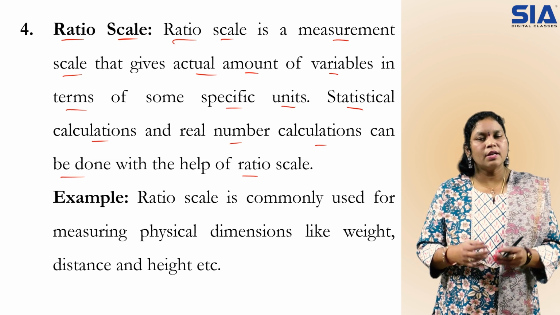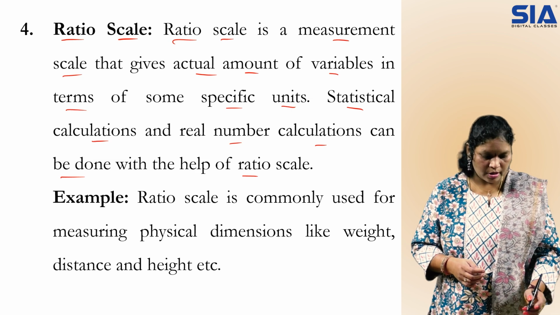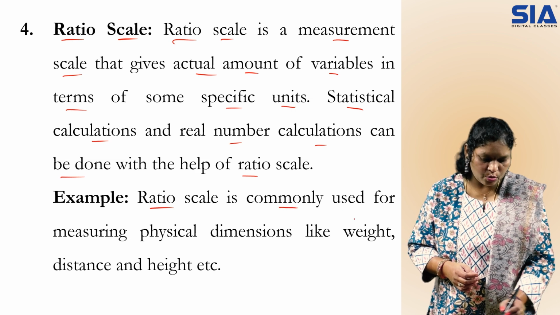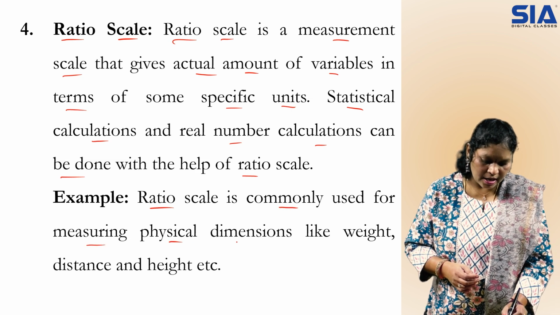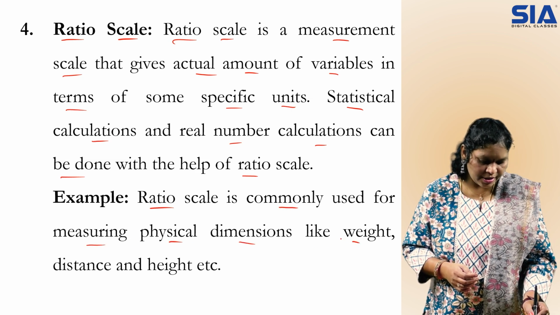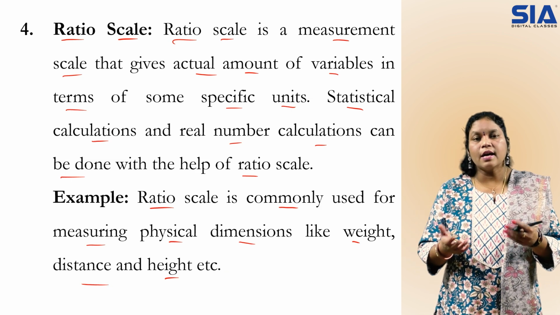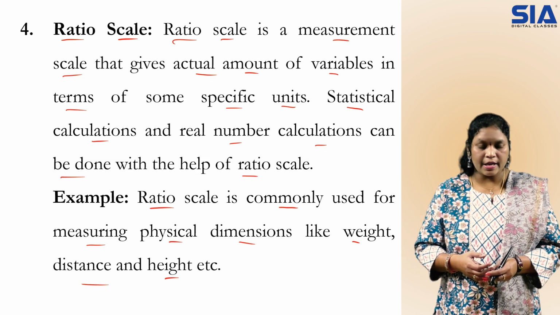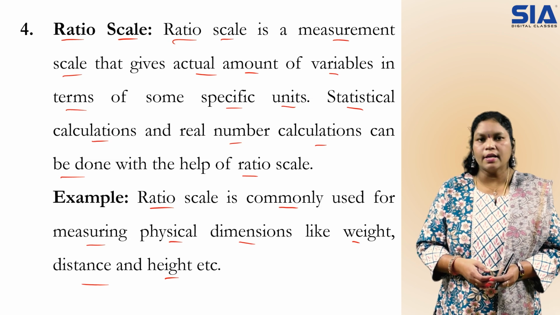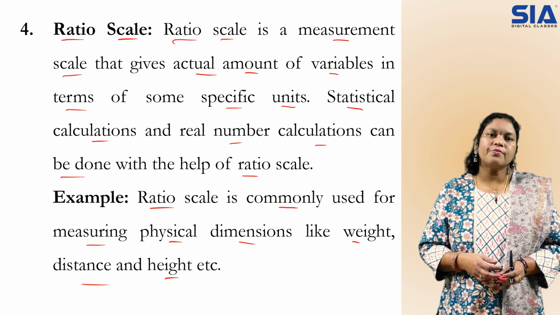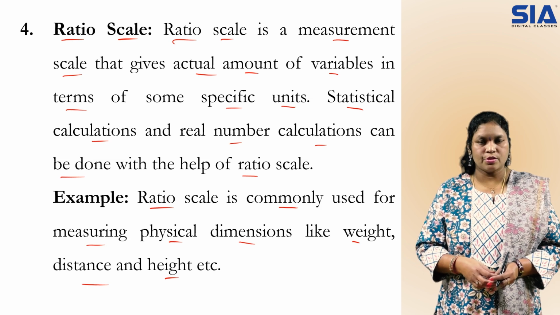Now let us check an example for the ratio scale. A ratio scale is commonly used for measuring physical dimensions like weight, distance, height, etc. So whenever weight, distance, height or such things are specified, we can utilize the ratio scale. So these are the concepts of the different types of measurement scales.